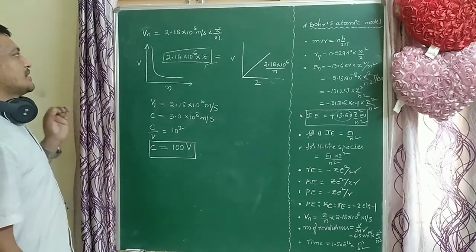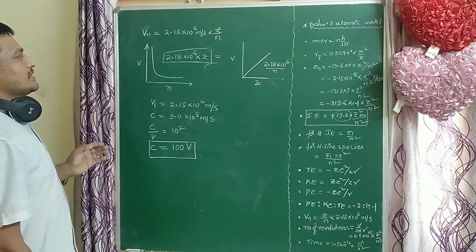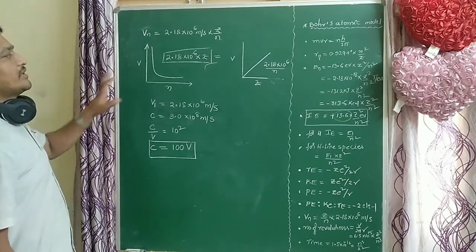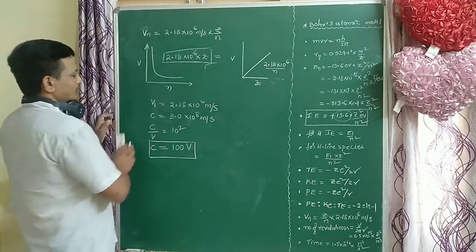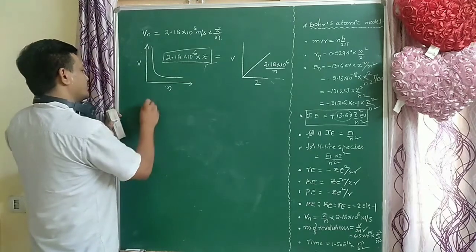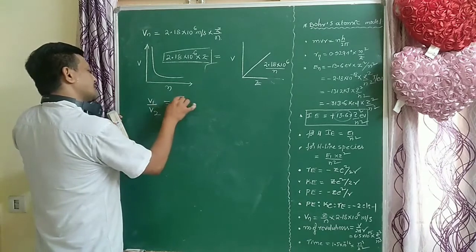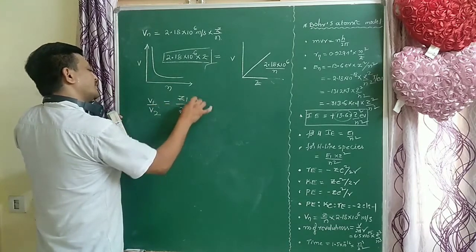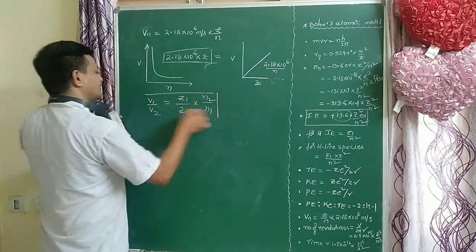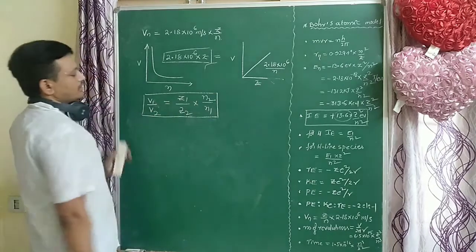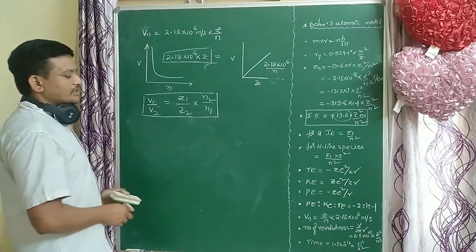As n value increases, velocity decreases for a particular atom. As Z value increases, velocity increases for a particular orbit. So this is very important. Velocity ratio v1 by v2 equals z1 by z2 into n2 by n1. This relation is very important, keep it in your mind. Next, very important formulas are there.